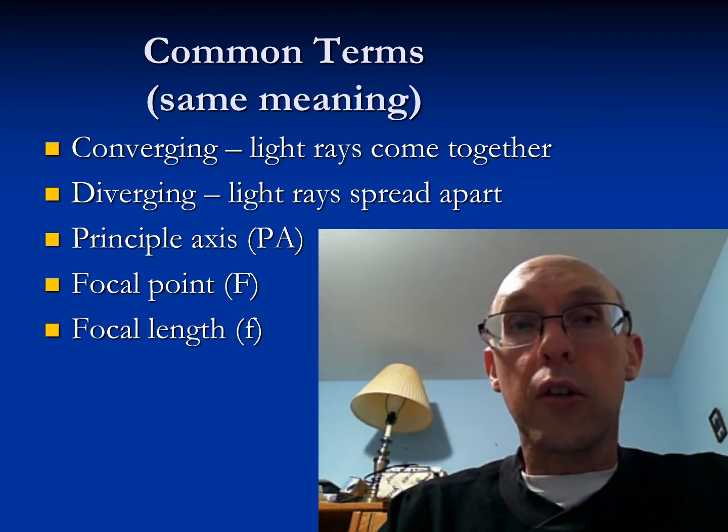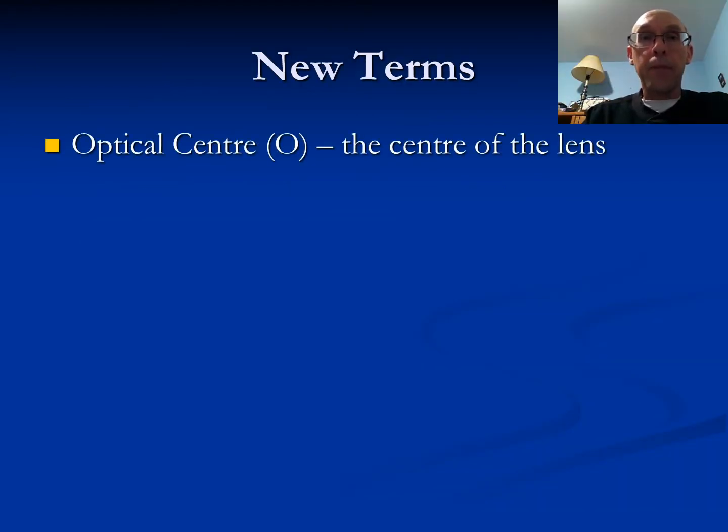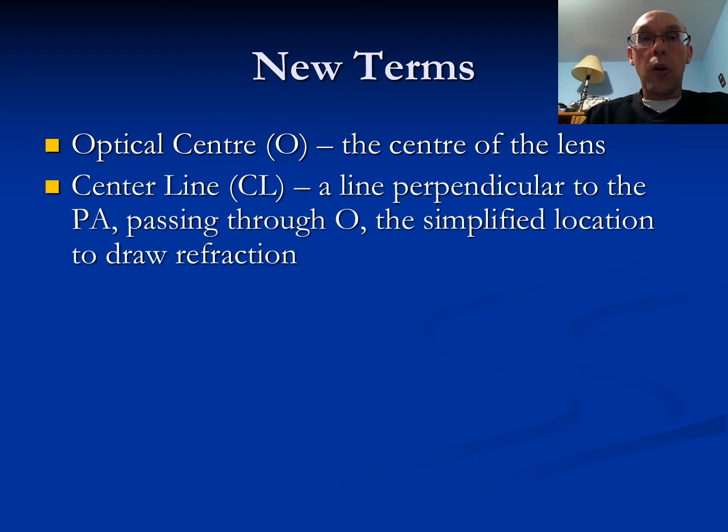Moving on to the next slide, which has the new terms. First of all, optical center is the center of the lens. This corresponds to the vertex. However, this is actually physically in the middle of the lens, as opposed to a single point somewhere on the mirror. We also have something called a center line. A center line runs perpendicular to the principal axis, and it has to pass through O, the optical center. And we're going to be using this line to simplify the drawing of refractions. We'll get to that in the next slide.